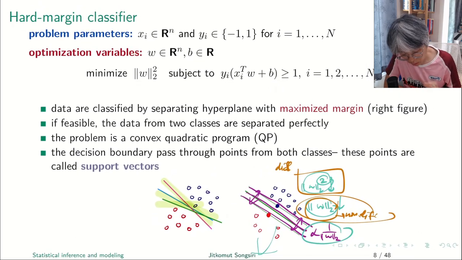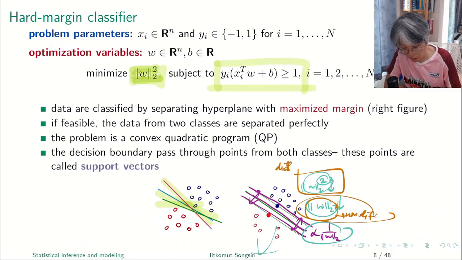So that's why the hard margin classifier is posed in this way. I want to minimize the two norm squared of W, because I want the margin to be maximized. And at the same time, W and B, the parameters of my linear classifier, have to separate the data points. So these are called constraints. This is called the objective.